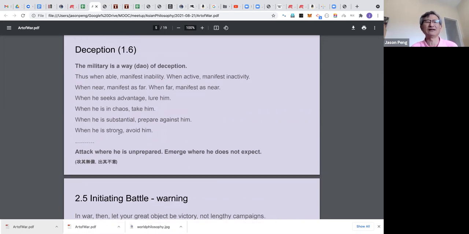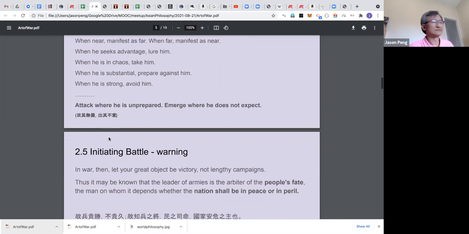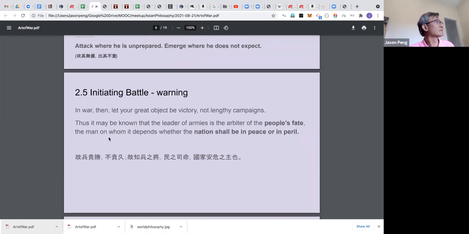I say important because it appears in Chinese speakers' daily conversation. Attack when he is unprepared; emerge where he does not expect. This phrase is very common in daily conversation. You don't have to read Sun Zi to learn it, because everybody knows it: attack where he is unprepared, emerge where he does not expect. So, any questions?